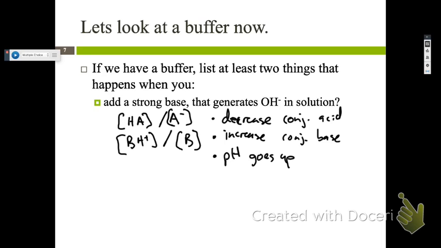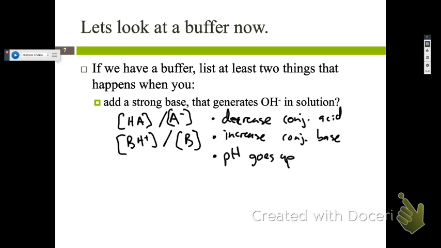Say again? Where did I lose you guys? So if we have the top buffer, we add hydroxide, we use up HA, we generate A minus. So this goes down, this goes up, and your pH goes up because it's adding a base. Here we use up this, and every one of those generates one of these, so the pH goes up.